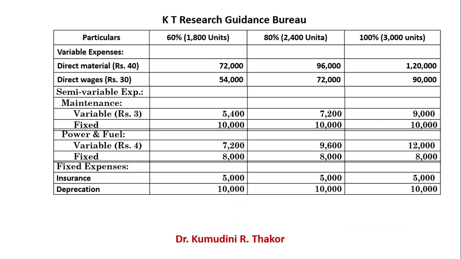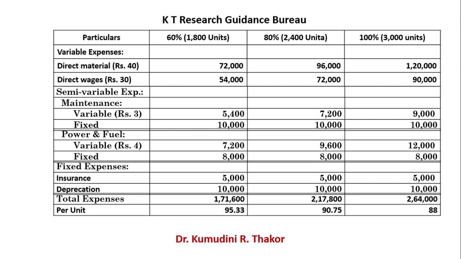Fixed expenditure will remain fixed at all levels. Among them, insurance and depreciation. Two expenses are there. One for 5000 rupees and depreciation for 10,000 rupees. Write down the same amount for all levels of activities. So total expense will come. Total expense means total of variable, semi-variable and fixed expenditure. So you can find out the per unit price.